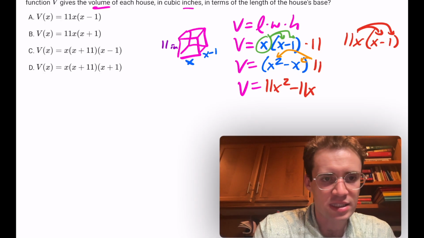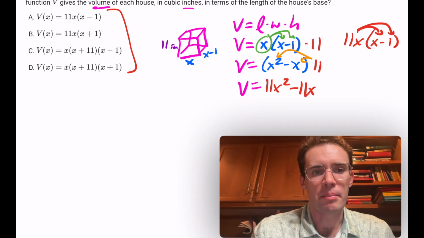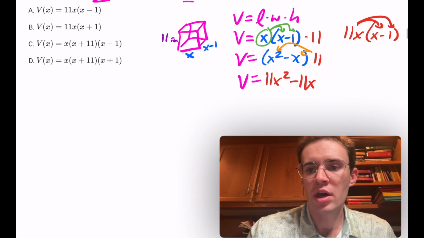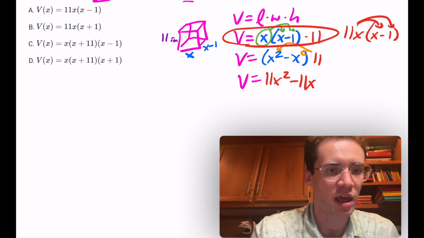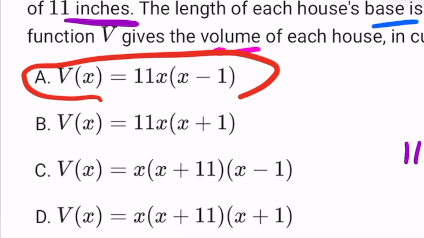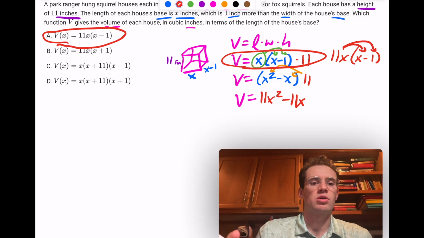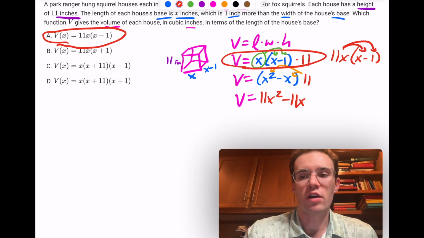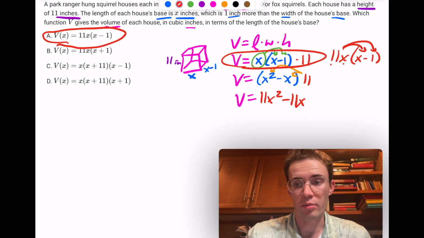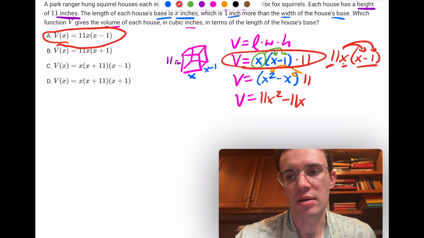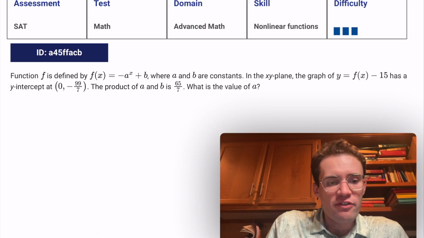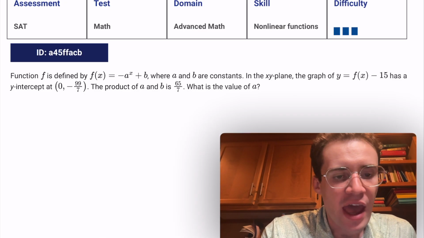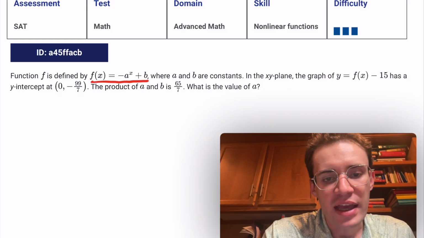Oh, they don't have that as the option. So they left it where you're multiplying by the x minus 1 still. We just need to find something that's equivalent to x times the quantity x minus 1 times 11, which looks like it would be option A. We have 11x times the quantity x minus 1. With the commutative property of multiplication, it doesn't matter what order you multiply these terms, as long as you're multiplying all of them ultimately. So 11 times x times the quantity x minus 1. So it'll be A.